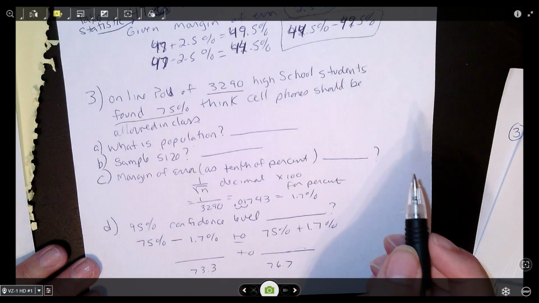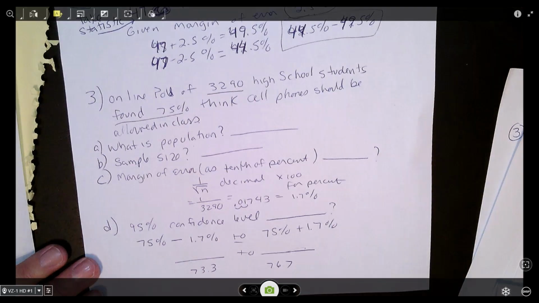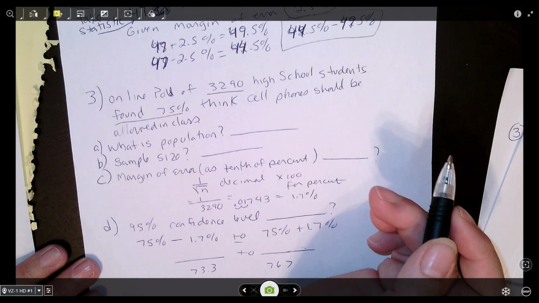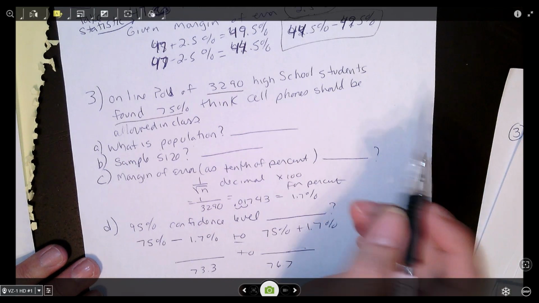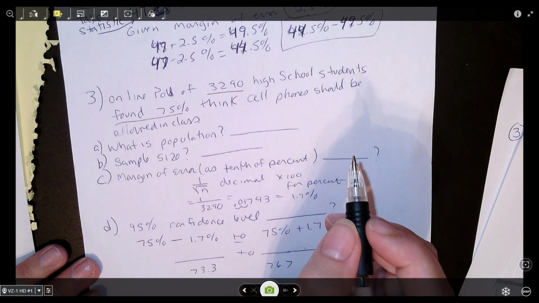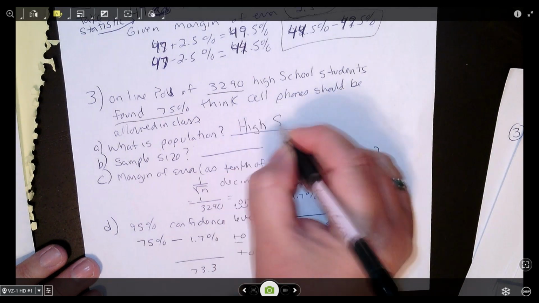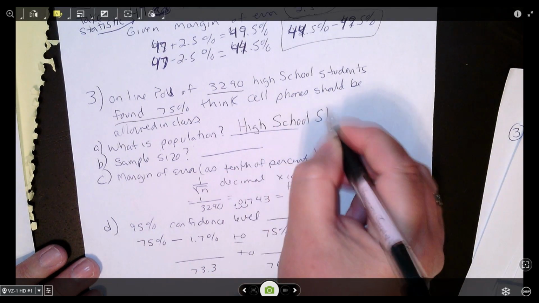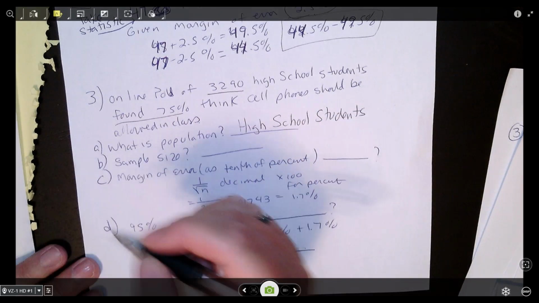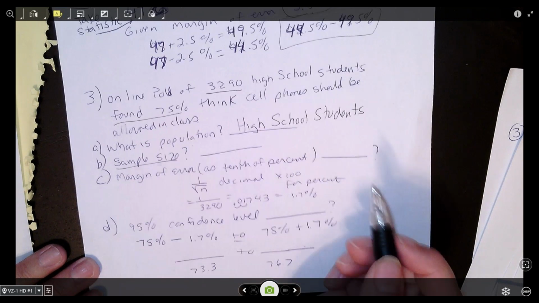Okay, you'll have a similar test question. So the population is who did you ask? And you need to be specific. So who did they poll? Not 3290, save that for the next question. Who did they poll, not how many? High school students. Yep, high school students. And you be as specific as they do. If it said American high school students, you'd say American high school students. Now, what's our sample size?